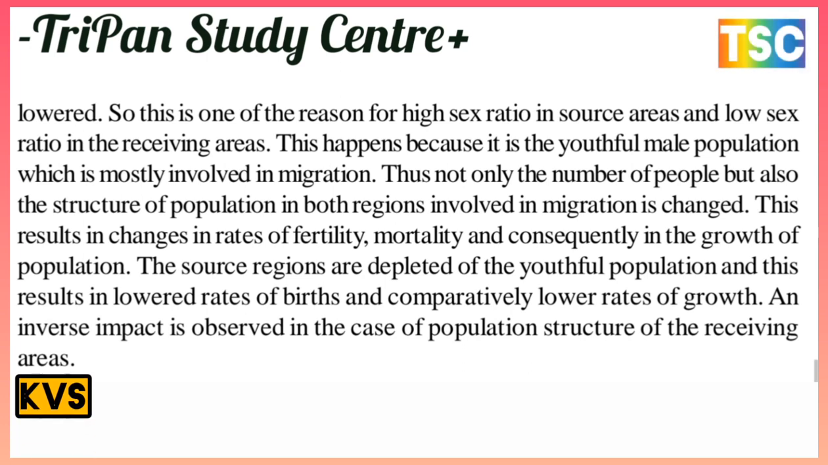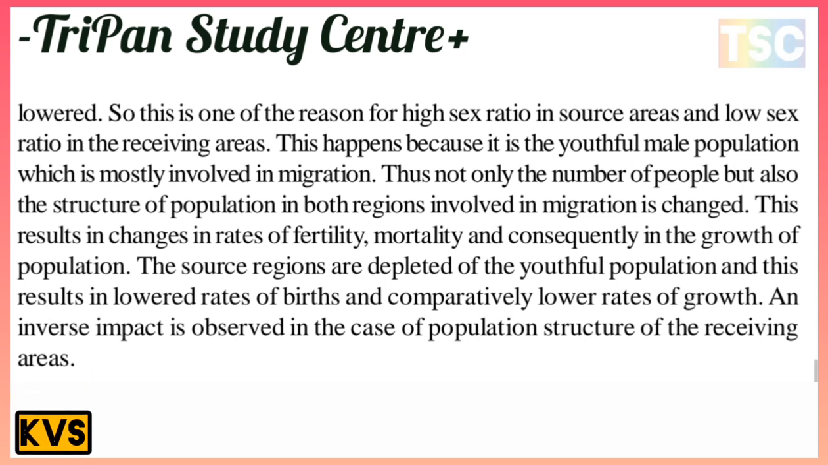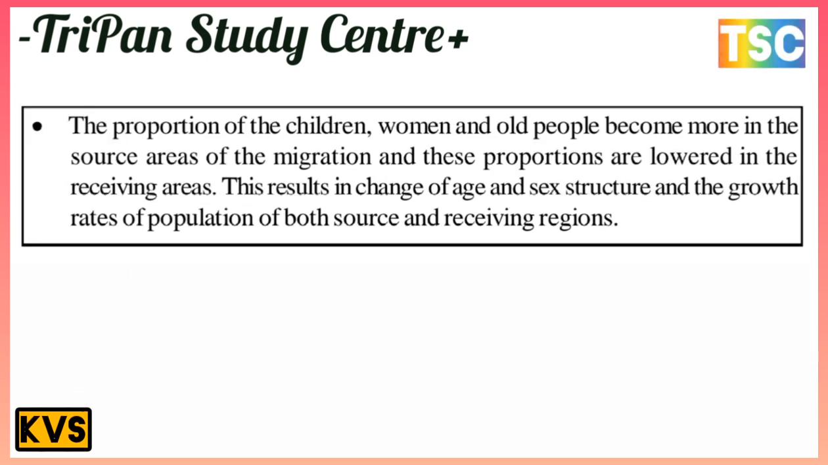The inverse impact is observed in the case of population structure of the receiving area. There is a most important point here. The next is the most important point in this box. The proportion of children, women and old people becomes more in the source area of the migration, and this proportion is lower in the receiving area. This results in a change of age and sex structure and the growth rate of population of both source and receiving regions. This is the most important point here.